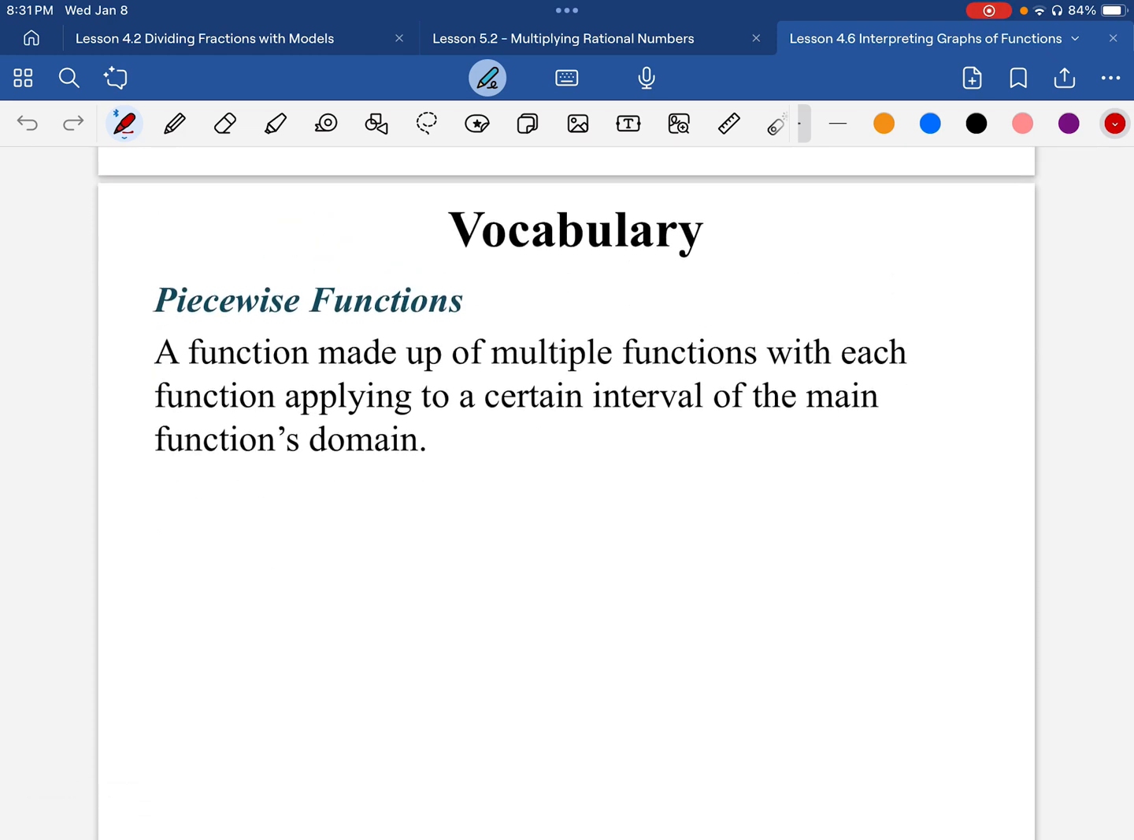Piecewise functions. So this is a vocab word. It is a function made up of multiple functions, with each function applying to a certain interval of the main function's domain. That sounds like a lot of gibberish, but that's like if you had a graph, and let's say this X was time, and this was distance, and someone was running really, really fast.